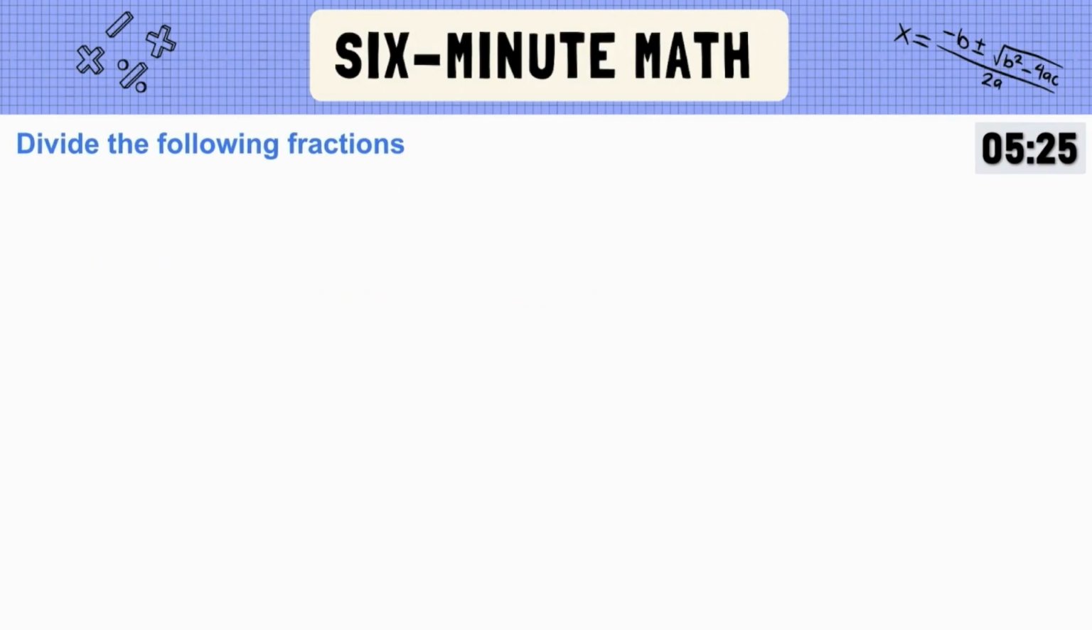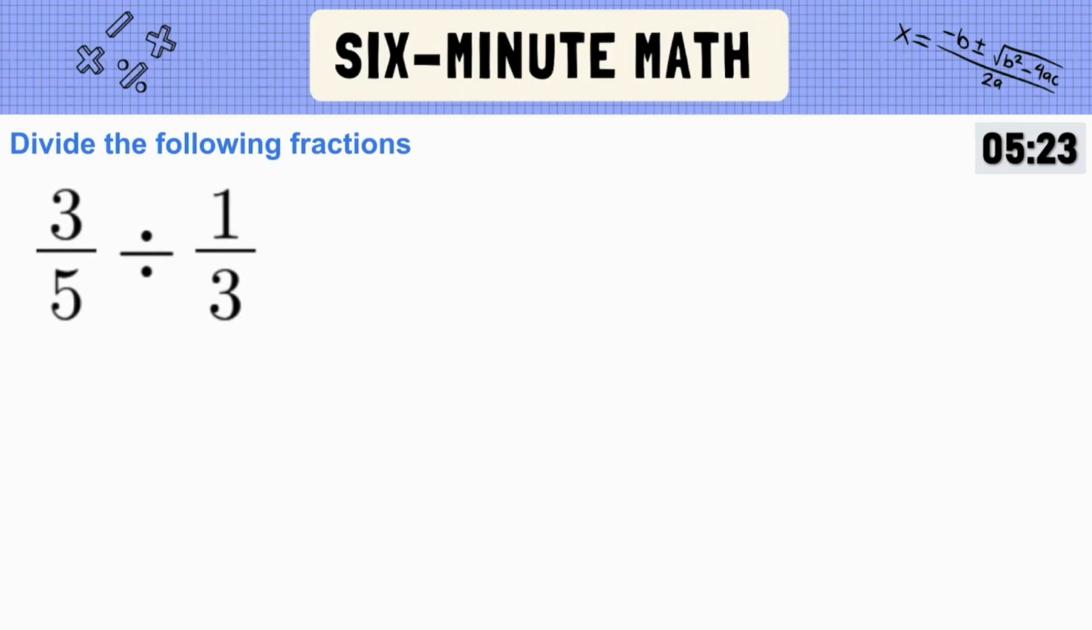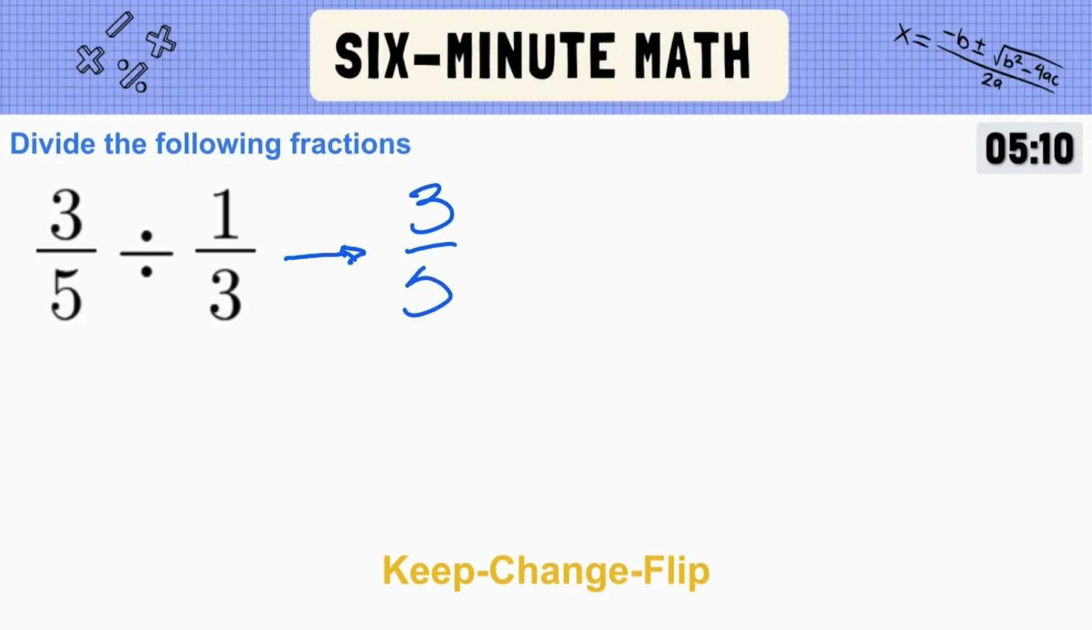We are going to divide 3/5 by 1/3. And for our first example here, we are going to keep, change, flip. So what does that look like? We are going to keep our first fraction, change our multiplication sign, and flip the second fraction.